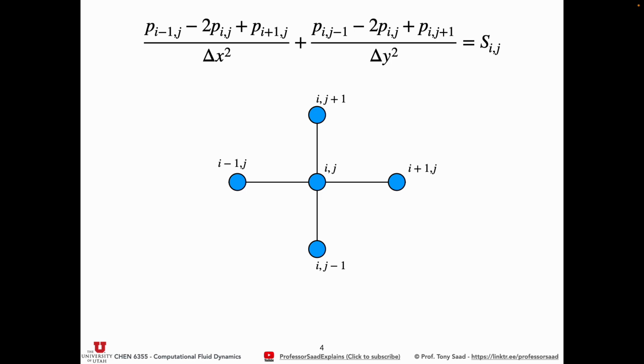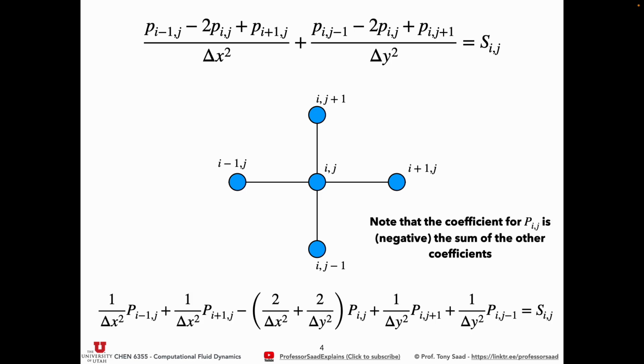So on a 2D grid, it would look like this. This is the point you're solving the equation on, node ij, and these are the four other neighboring points in the x direction and the y direction. If we rearrange this equation to show a coefficient multiplying each term, we get this equation, the exact same one, just rearranged. Note that the coefficient for Pij is the sum of the other coefficients. This will be an important note for later on when we'll be deriving the Navier-Stokes finite volume equations.